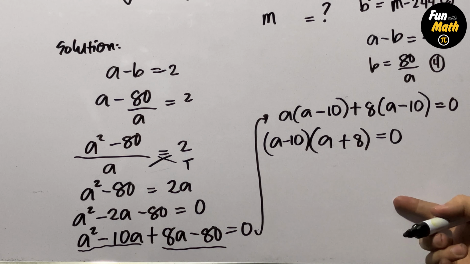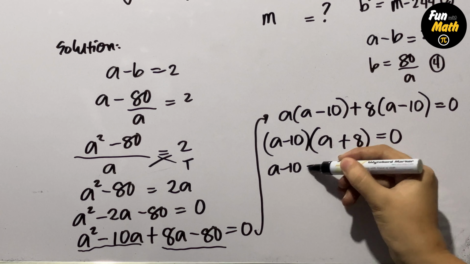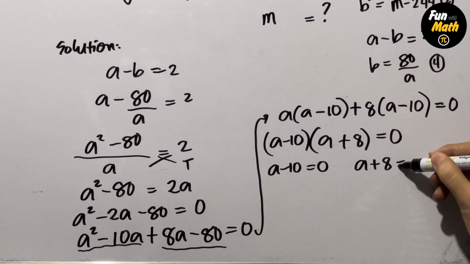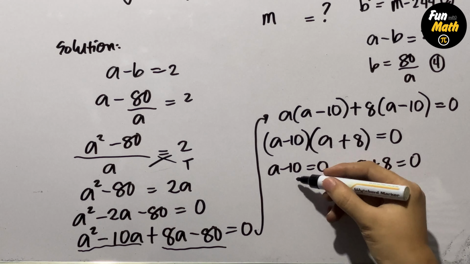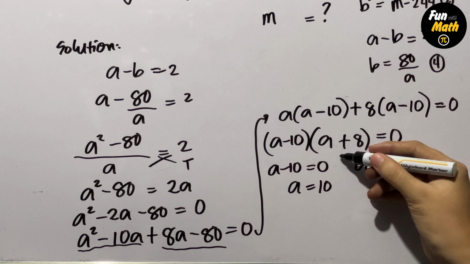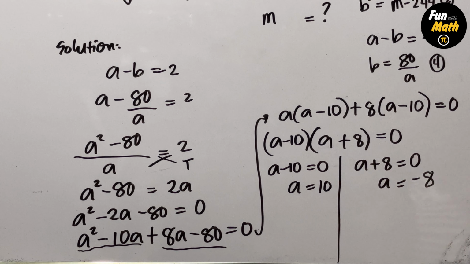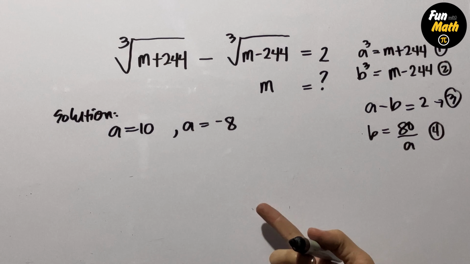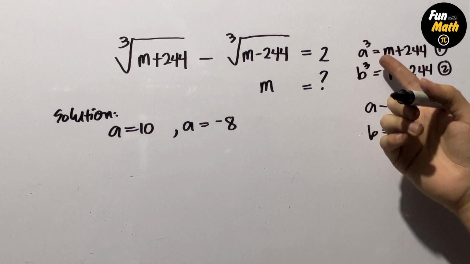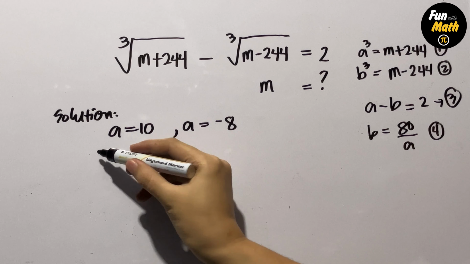Now for this, we can have two equations. First is A minus 10 is equal to 0. The other one is A plus 8 is equal to 0. And now A is equal to positive 10 for this equation. Here, A is equal to negative 8. Now, let's recall the first derived equation, which is A cubed is equal to M plus 244. So let's bring it down.